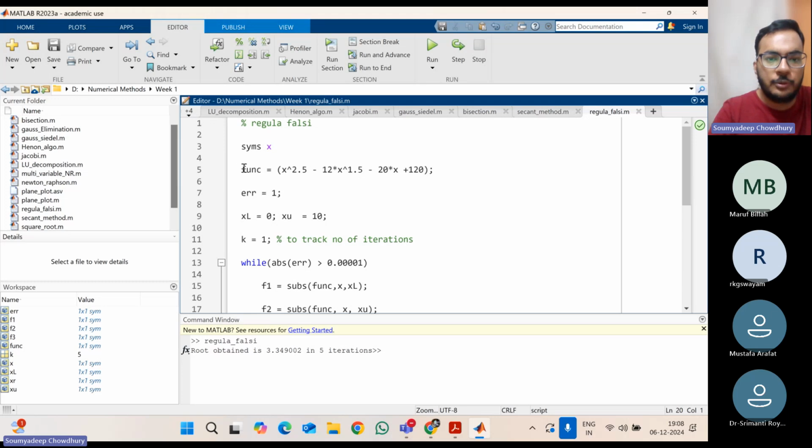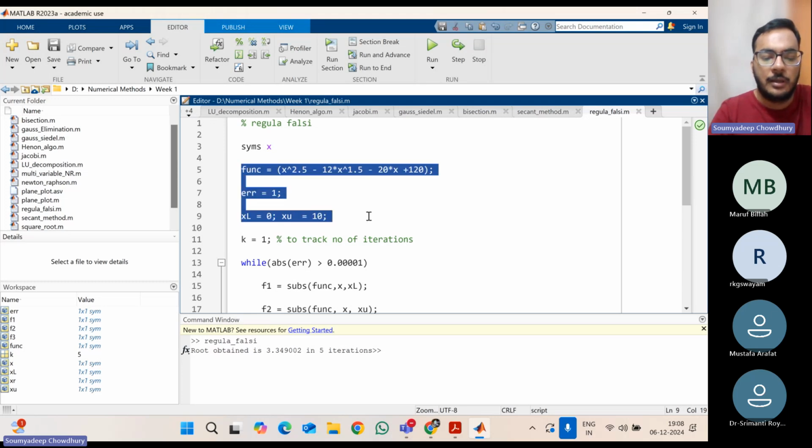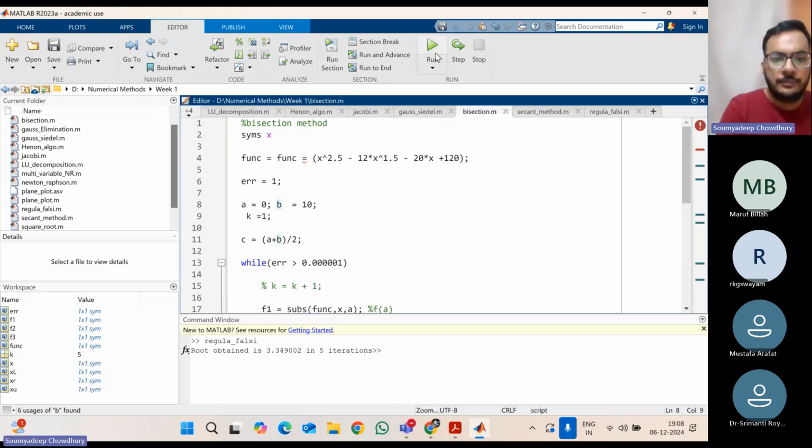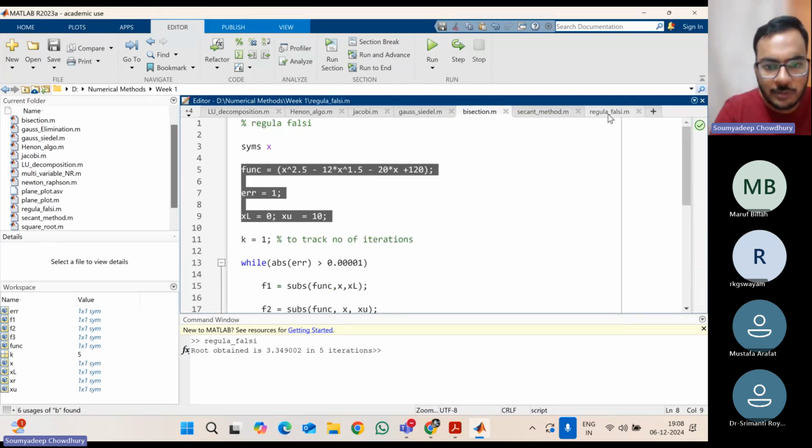I'm trying to compare both these functions, and then we'll see all these methods, and then we can find which one is more accurate, or which one is faster. We can see that. So just remember in regula falsi we got it in 5 iterations. Okay. So I'll take the same tolerance, minus 5 I've taken.